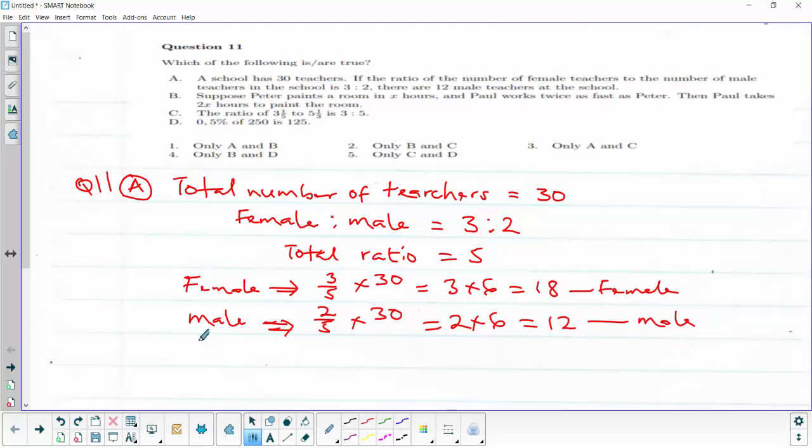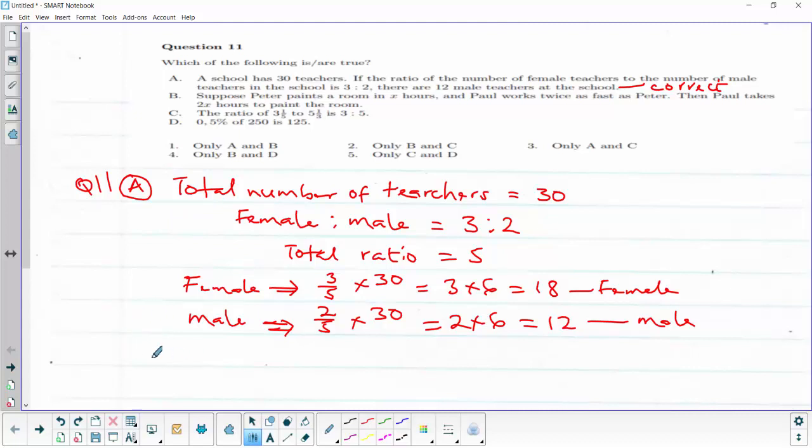So let us now go back to the question. A: if the ratio of the number of female teachers to the number of male teachers is 3:2, therefore there are 12 male teachers at the school. We have 12, which means this statement is correct. So now we need to consider B.